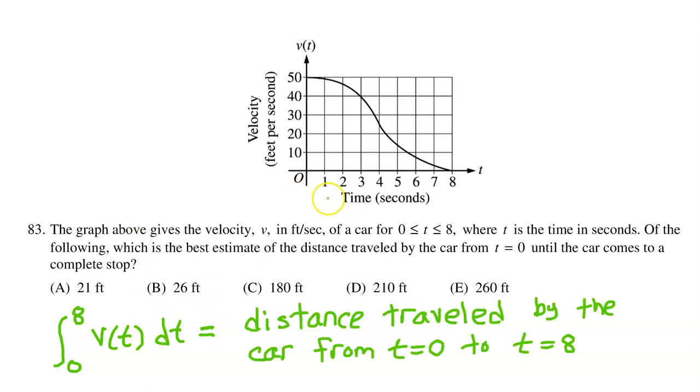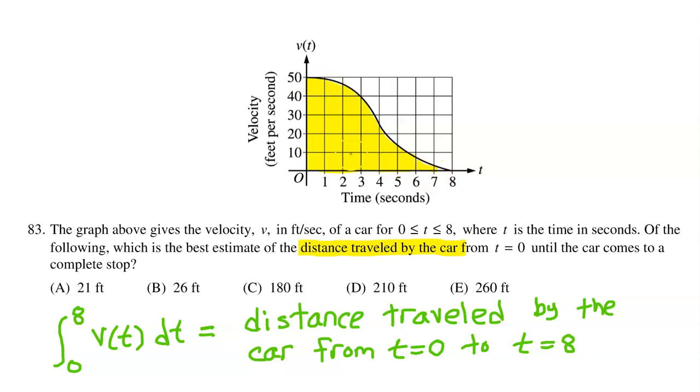In the context of this problem, the integral of velocity from 0 to 8 will be the distance traveled by the car in feet from time t equals 0 seconds to t equals 8 seconds. That is exactly what we are being asked to estimate. So if we can estimate the integral of velocity from 0 to 8, then we will have estimated the distance traveled by the car. They gave us a graph of the velocity of the car from 0 to 8. So to estimate the integral of velocity, we need to estimate the area under this curve.